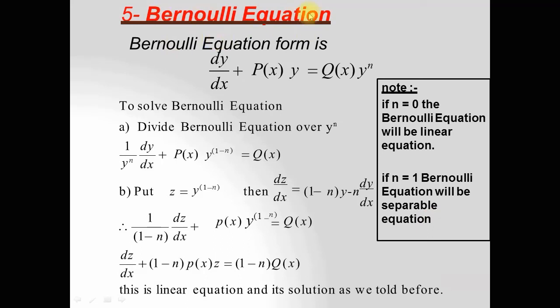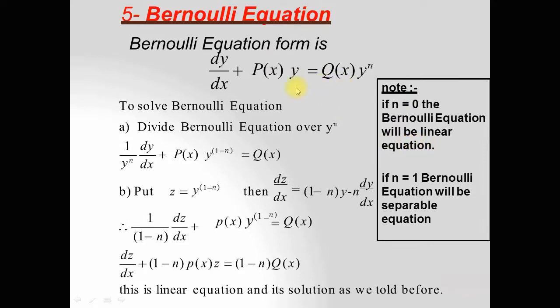Now the Bernoulli equation. The standard form of the first order Bernoulli equation is dy by dx plus P(x) times y equal to Q(x) y power n. So dear students, note that the nature of the equation depends on the value of n. If we put n equal to 0, then this Bernoulli equation will be a linear equation.